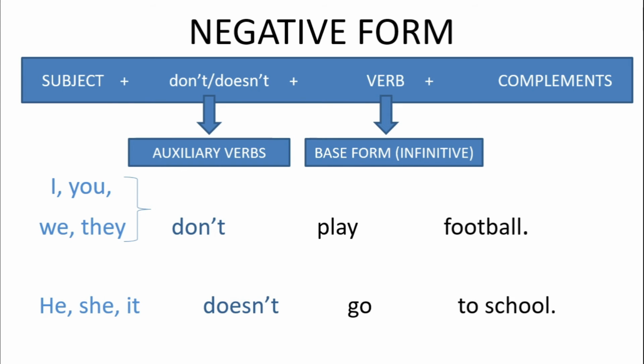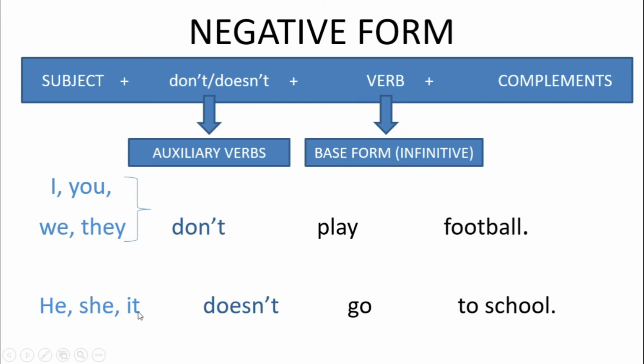Let's talk now about negative form. When we talk about negative form, we have this formula. Subject comes at the first place in the sentence. Then we use auxiliary verbs, don't or doesn't for third person singular, and verb in its base form or infinitive, plus complements. For instance, I, you, we, they don't play football.